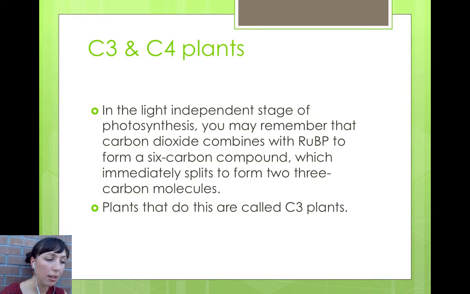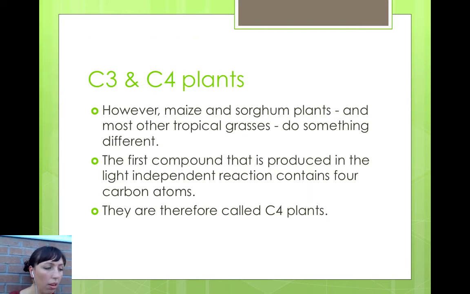So in the light independent stage of photosynthesis, you may remember that carbon dioxide combines with RuBP to form a 6-carbon compound, which then immediately splits to form 2 3-carbon molecules. Plants that do this are called C3 plants. But there are plants like maize and sorghum and most other tropical grasses that do something different. Okay, the first compound that is produced in the light independent reaction contains 4 carbon atoms. They are therefore called C4 plants.